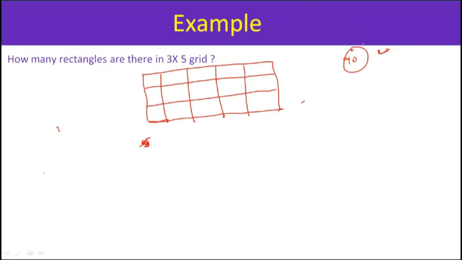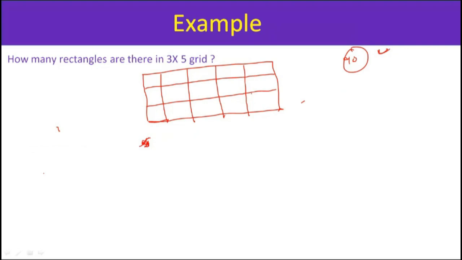Every square is a rectangle. So unless explicitly mentioned in the question in CAT that you have to find pure rectangles, or rectangles such that length is not equal to breadth, or rectangles excluding squares, consider that it includes squares.